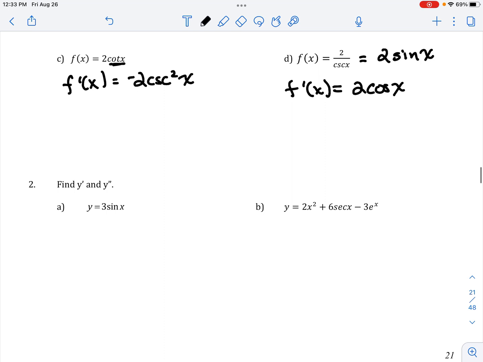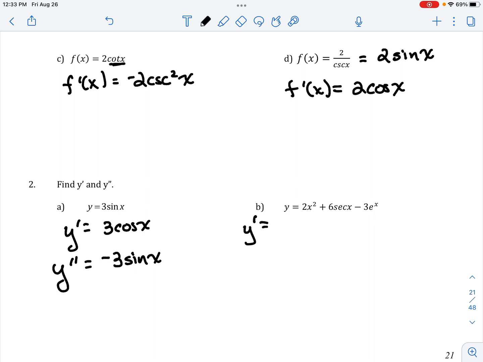Okay, last 2, I'm asking for the first derivative as well as the second derivative. So your first derivative, derivative of sine is cosine. Second derivative, you just do it again. What's the derivative of cosine? It is negative sine. That 3 is just your constant multiple, so we just leave it. So there's my first and second.